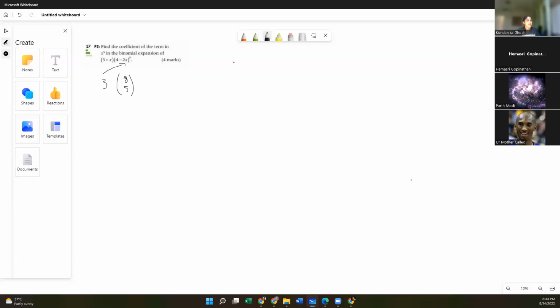So remember when we said n choose r times a to the power of n minus r times b to the power of r, right? In this case, b is negative 2x. So we want to find negative 2x to the what will result in giving me the coefficient of x to the power of 5. So I just have to have an x to the power of 5 in there. This to the power of what will get me an x to the power of 5?